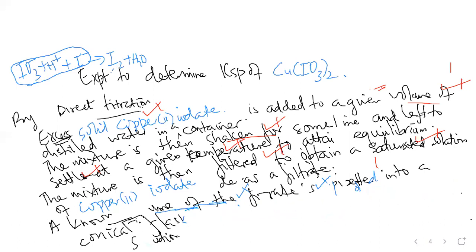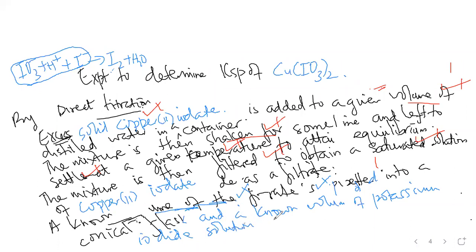After pipetting it into a conical flask, a known volume of potassium iodide is added. Why do we add potassium iodide? That's how we treat iodates. A known volume of potassium iodide solution is added to introduce iodide ions.